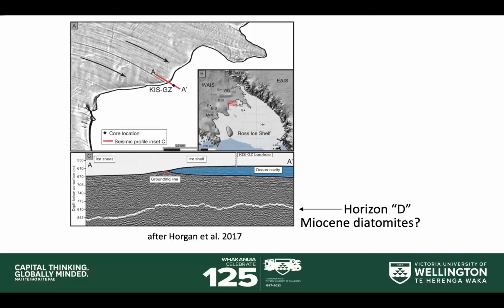Now, this is completely speculative, but the source must be somewhere underneath both the Kamb Ice Stream and the Whillans Ice Stream, as they've also been found at J9. And there must be quite a lot of it, since these reworked diatoms are found all over the Eastern Ross Sea. And the seismic character of horizon D does suggest more indurated sediments, which is consistent with these diatomites.